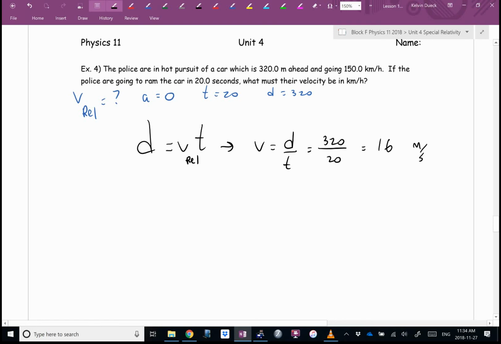That's the relative speed. Now, let's see how fast it's going to be in the quote-unquote real world. I noticed they gave me this speed in kilometers per hour. So what do you think I should convert this 16 meters per second into? So let's do that. How do I go from meters per second to kilometers per hour? So what do you get? 57.6?